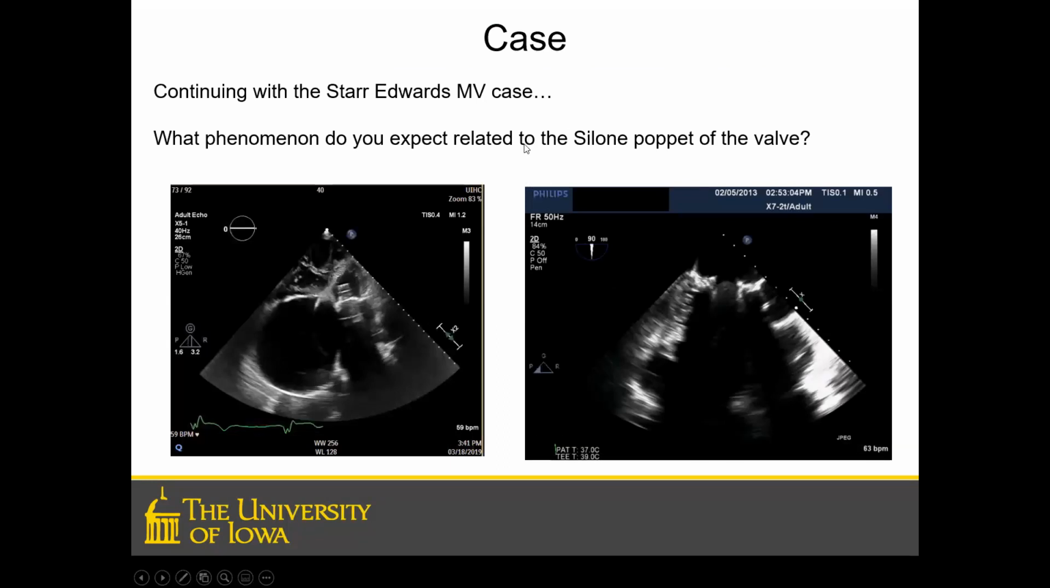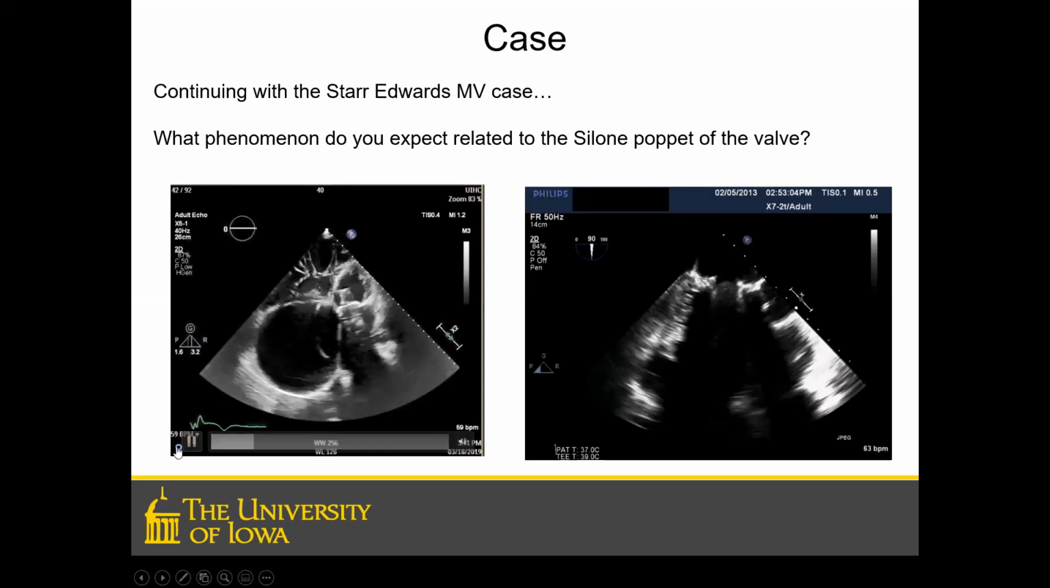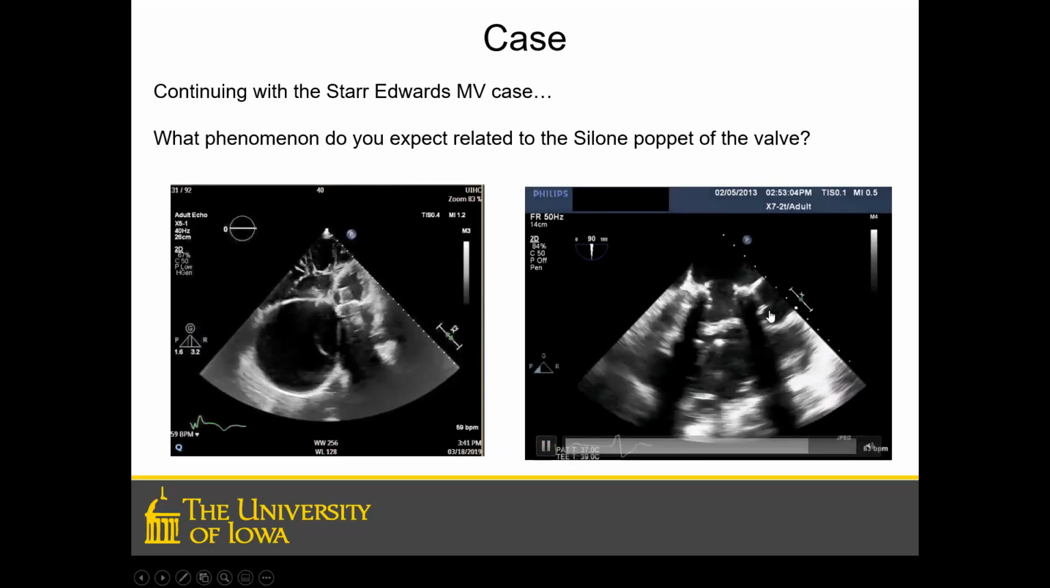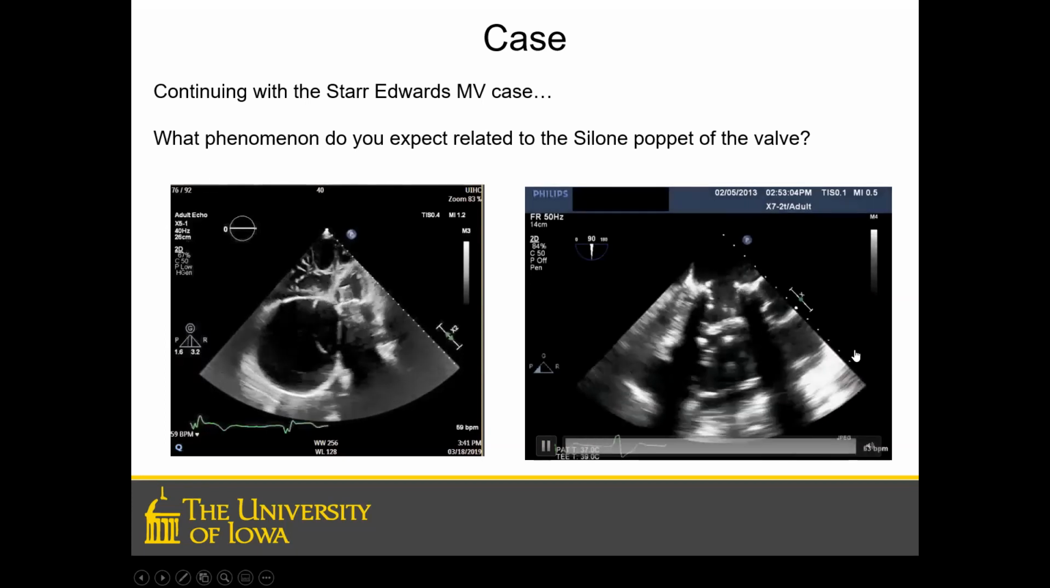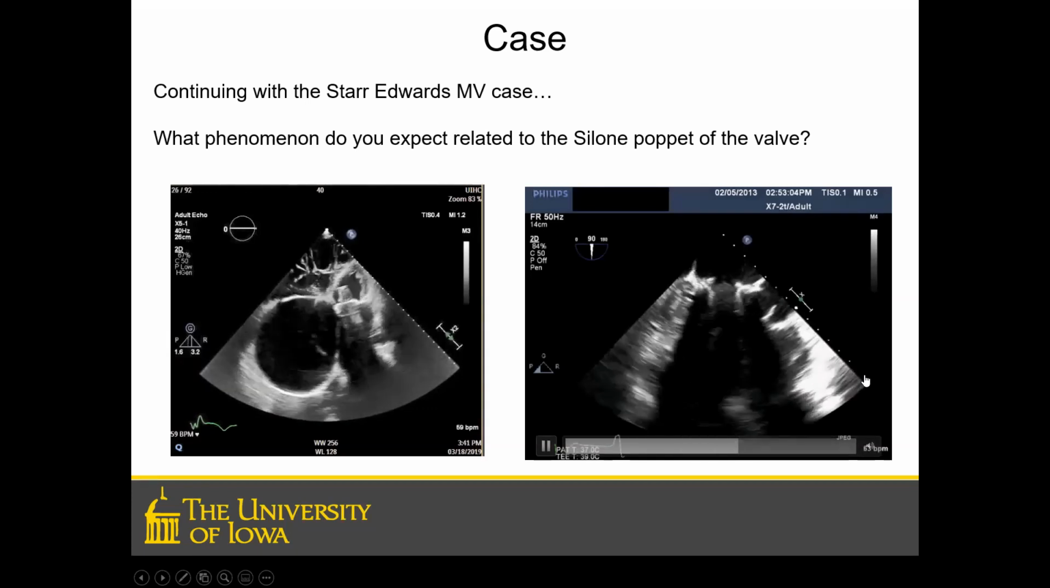So one other thing I wanted to talk about relative to this Starr-Edwards ball and cage valve is the phenomenon of propagation speed. The poppet in these valves is silicone, and it has a propagation speed that is not 1540. It's slower than that. It's kind of hard to tell on the transthoracic, but when you look on the transesophageal, the poppet doesn't really look round. It looks kind of oval shaped and long. And that's because of this propagation speed error.